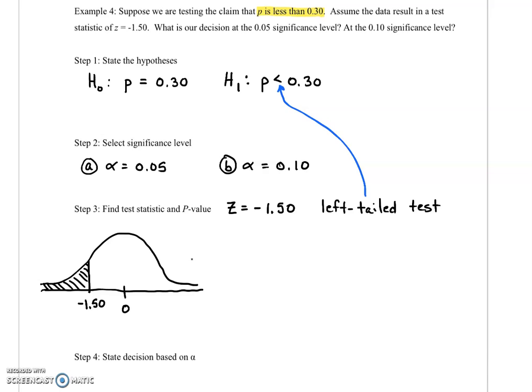So dig back to the chapter when we did normal probabilities. Our p-value equals the probability that z is less than our z sub 0, negative 1.50.